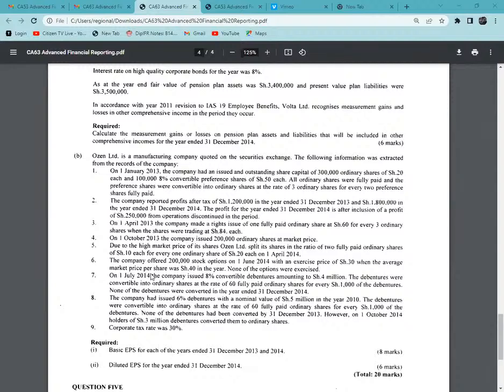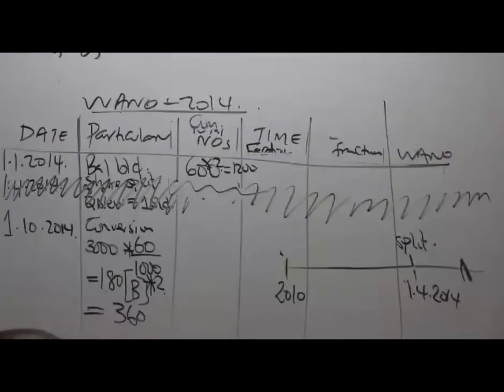Would we have considered them in the split arrangement? No, because 1st July is after the split. The split happened on 1st of April 2014. So that is after. Ladies and gentlemen, listen to me very well.